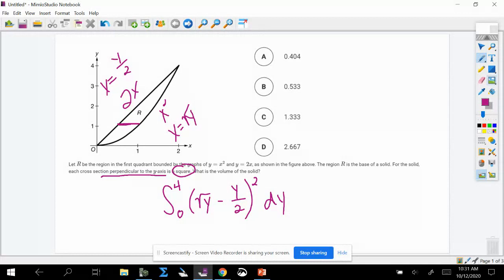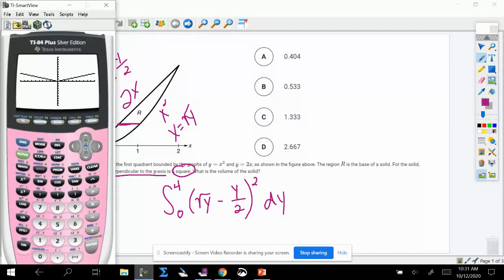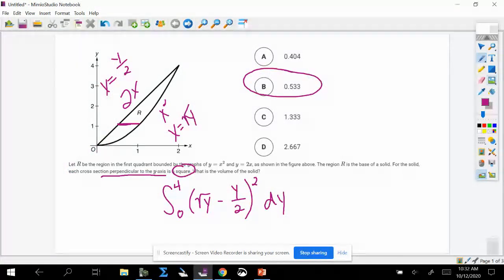Since we're allowed to use a calculator, we're going to grab our calculator. We're going to go to Math 9. We're going to go from 0 to 4. In parentheses, the square root, I'm going to type it in as if it's an x, even though we know we're working with y's, minus x over 2. Close your parentheses. Don't forget to square it. Don't forget to put the x at the end. And really let the calculator do the work for you. So this 1.533, which means my answer is B.